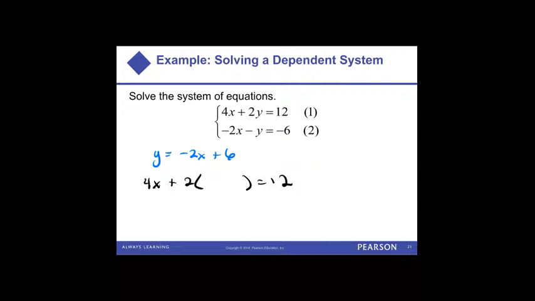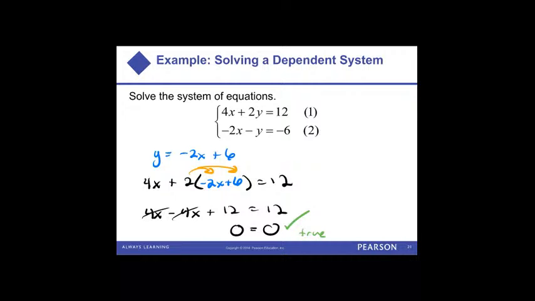So then we get negative 2x plus 6. We distribute. We get this minus 4x plus 12 equals 12. These add to 0. If we subtract 12 on both sides, we get this, which is true. This is a true statement, right? Because the variables cancel and we finish with a true statement, there are going to be infinitely many solutions.